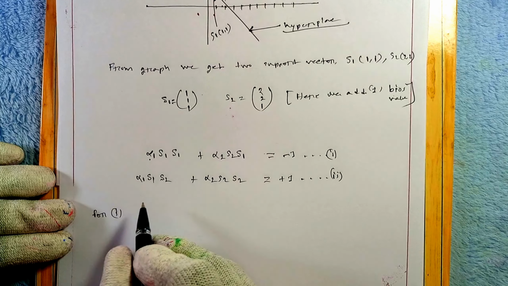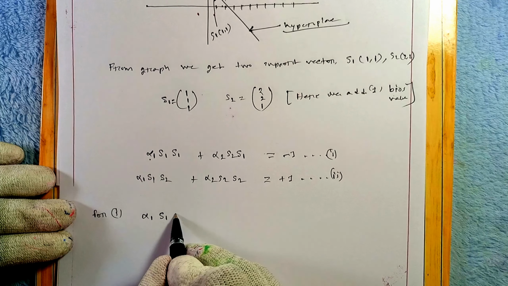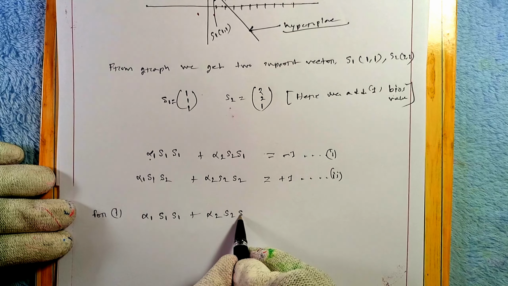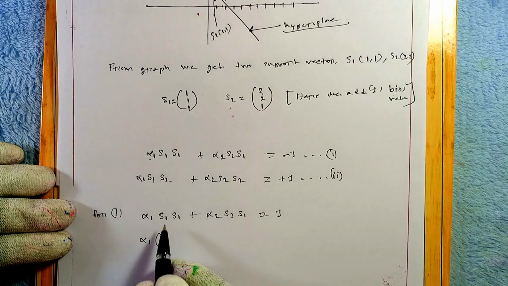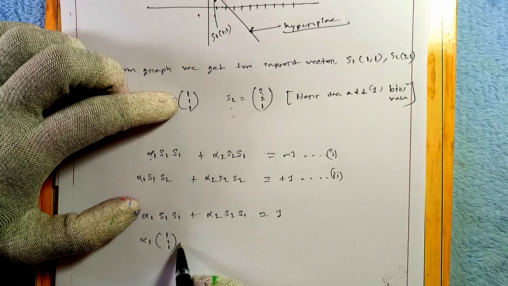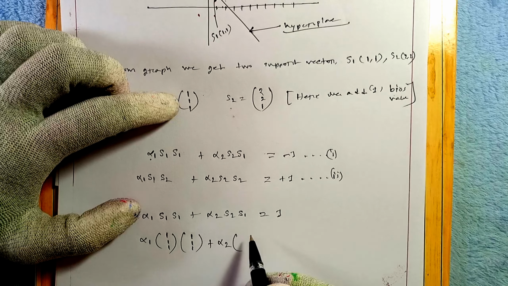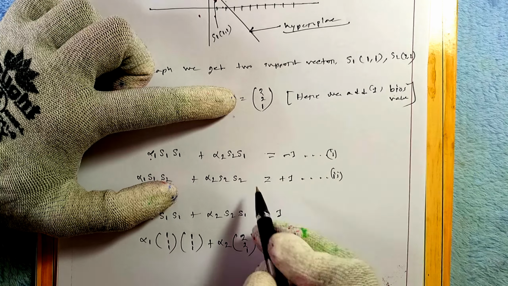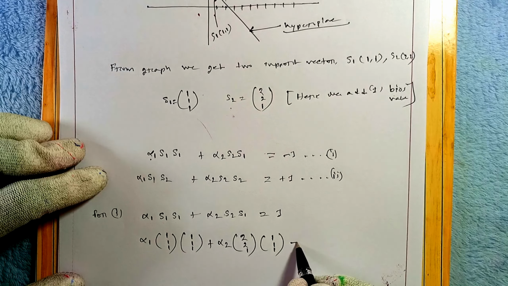For equation 1, alpha 1 s1 dot s1, plus alpha 2 s2 dot s1, equal to 1. So here s1 is (1, 1, 1), and again s1 is (1, 1, 1), plus alpha 2, s2 is (2, 2, 1), and s1 is (1, 1, 1), equal to 1.